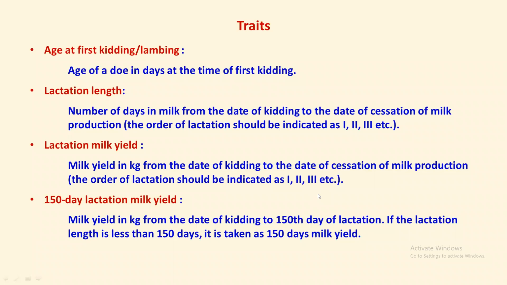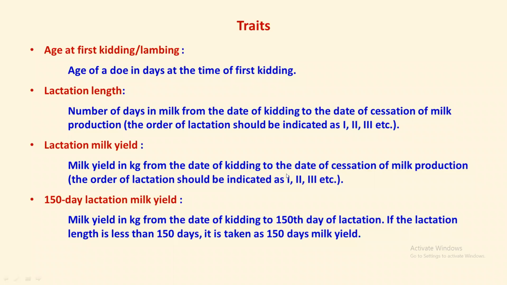Here, in some farms, when you purchase the animal in the field condition, you don't have the record of whole lactation milk yield. In that condition, what will you do? You ask for the peak yield. Once you get the peak yield value, you just multiply it with 90. Whatever value you get, you can consider roughly as the lactation milk yield of the goat. If the whole lactation milk yield is not there, 150-day lactation milk yield also you can use.